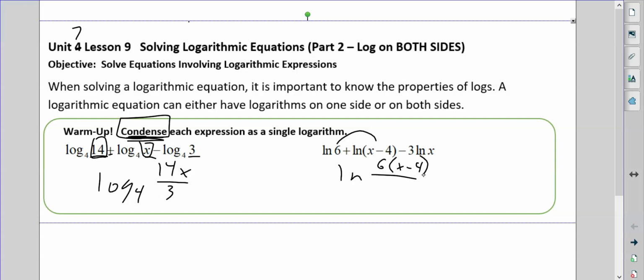All right. Also, the x goes on the bottom, but remember, this becomes the exponent here. So if there's ever anything in front of the ln or in front of the log greater than 1, we must turn it into an exponent.